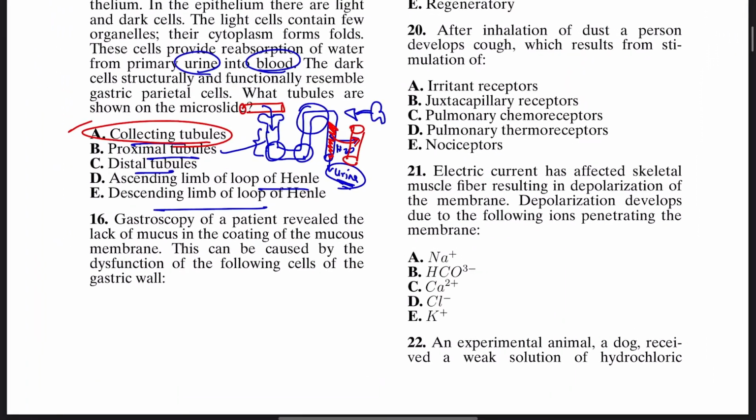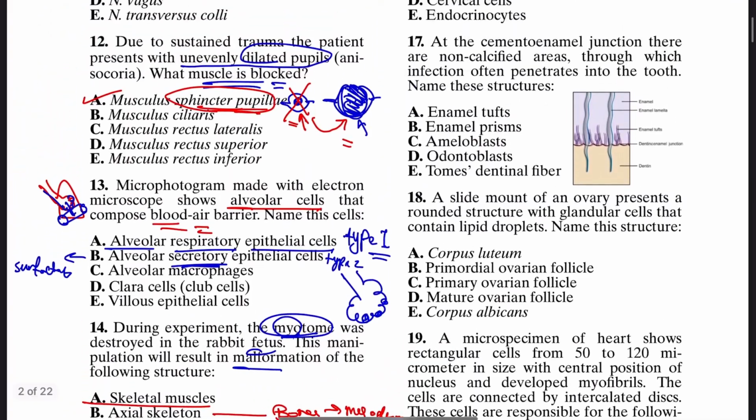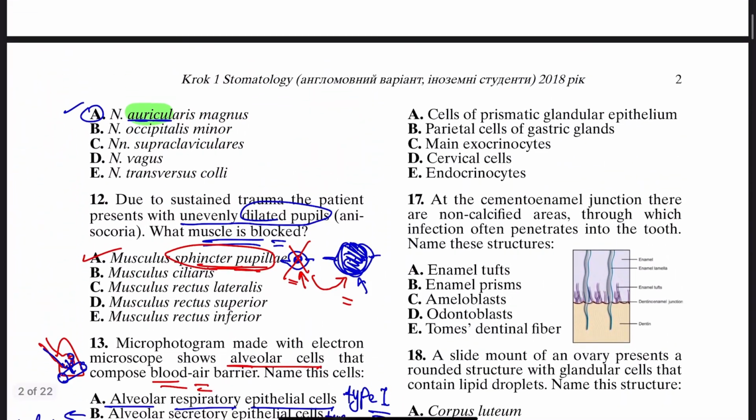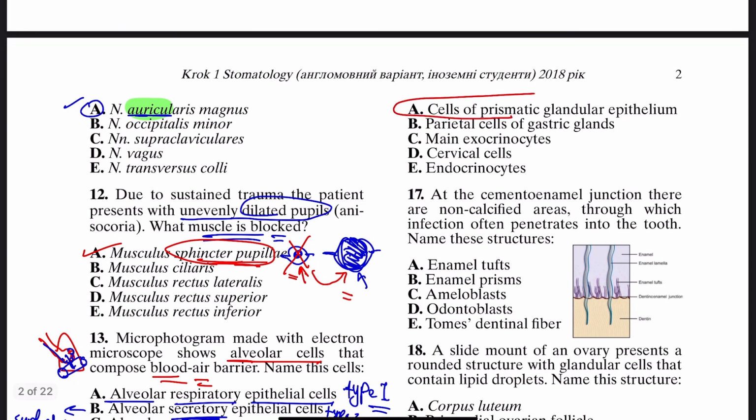Gastroscopy of the patient revealed lack of mucus in the coating of the mucous membrane. So this is caused by dysfunction of which cells? So lack of mucus, which cells produce mucus? Either GIT or respiratory tract. Cells of the prismatic glandular epithelium. So first of all, the cells that produce mucus are goblet cells.